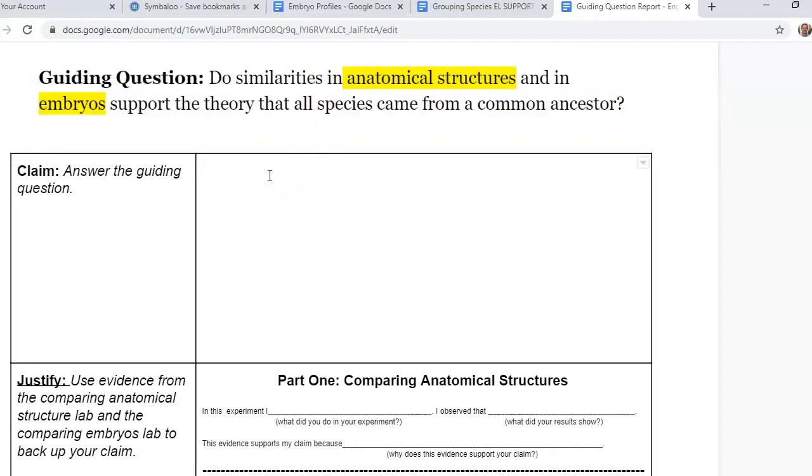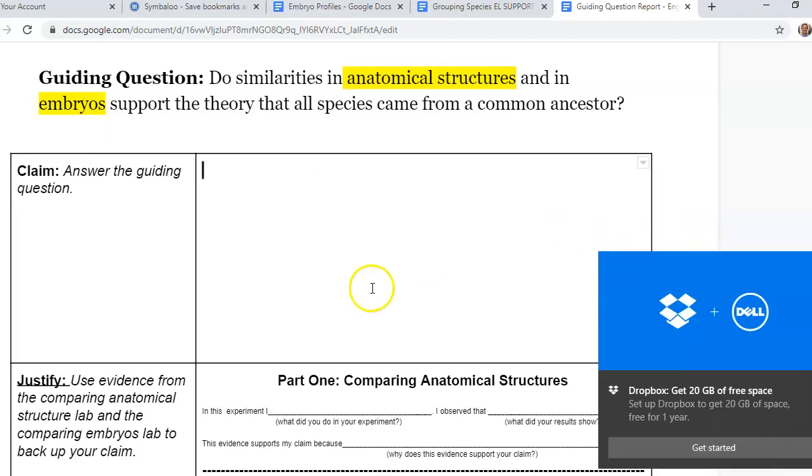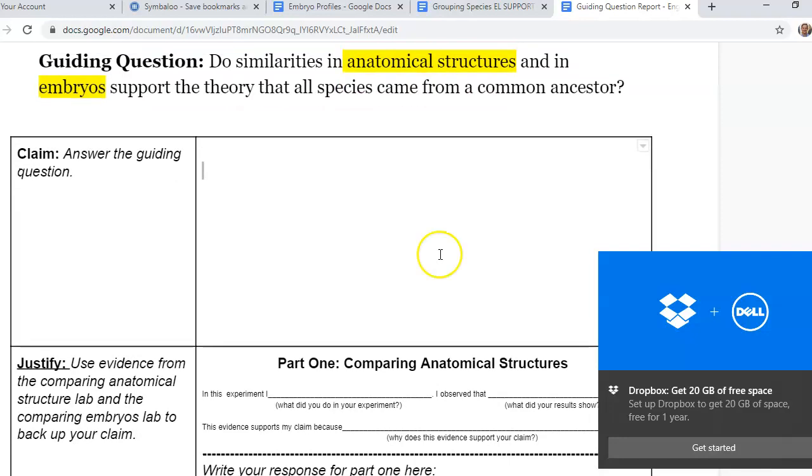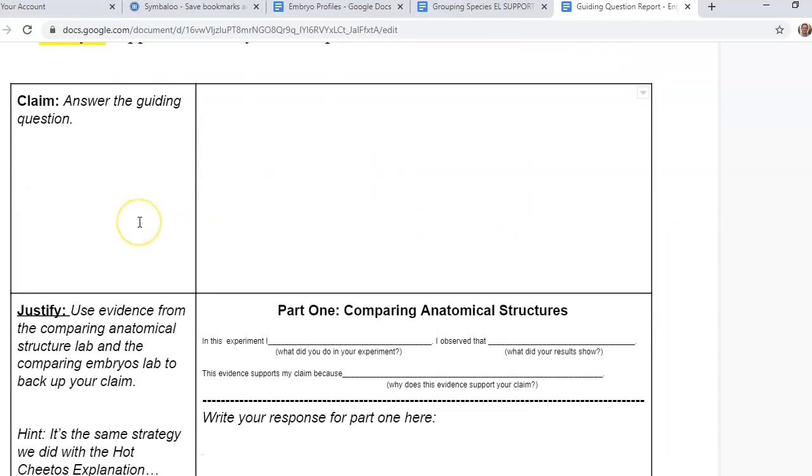All right, so the claim: you're answering the guiding question. Do similarities in anatomical structures and in embryos support the theory that all species came from one ancestor? I would say yes. I believe that similarities in anatomical structures and in embryos support the theory that we came from a common ancestor. It's as simple as that. You just say yes, I do believe, and then you basically restate the guiding question. If you wanted to say no, that's fine as well. Just be able to back that up.